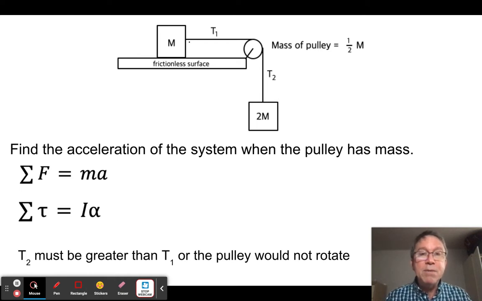But we're going to do it the exact same way we did before. You're going to see it's really not that much. It's no more challenging than what we did before. But just think of it conceptually: this tension force here must be greater than this one here. Otherwise, this would not rotate.